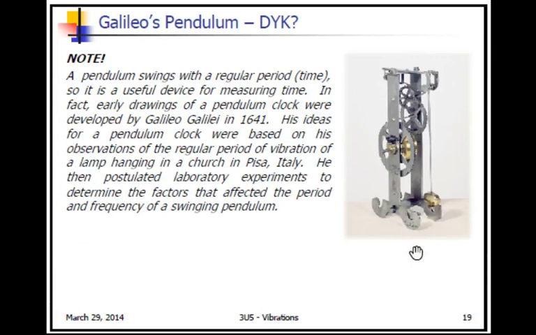Our last slide here says a pendulum swings with a regular period, so it is a useful device for measuring time. In fact, early drawings of a pendulum clock were developed by Galileo Galilei in 1641. His ideas for a pendulum clock were based on the observations of the regular period of vibration of a lamp hanging in a church in Pisa, Italy. He then postulated laboratory experiments to determine the factors that affected the period and frequency of a swinging pendulum.